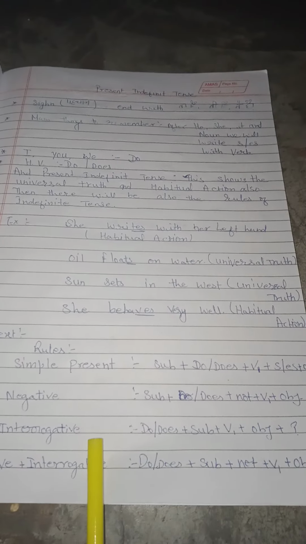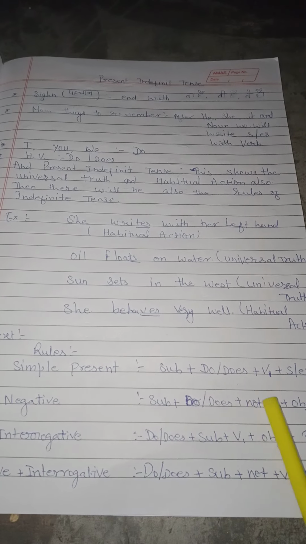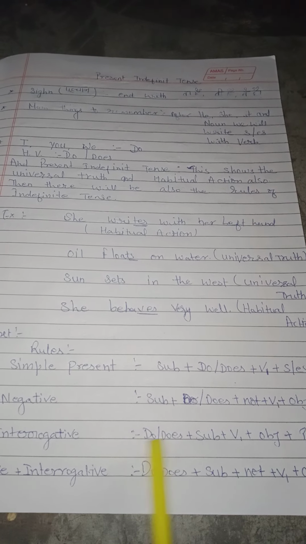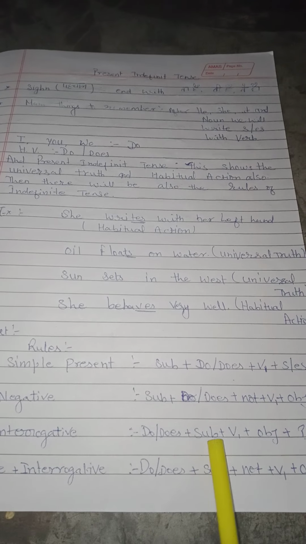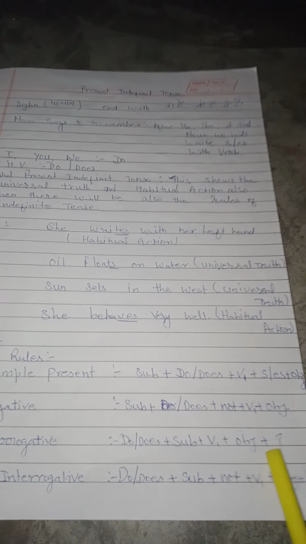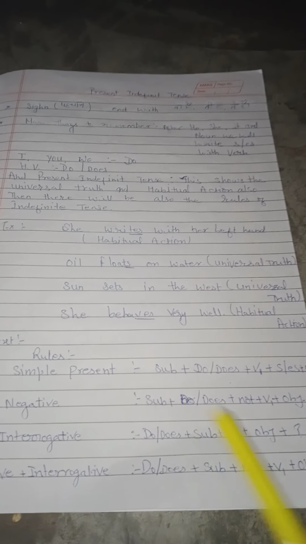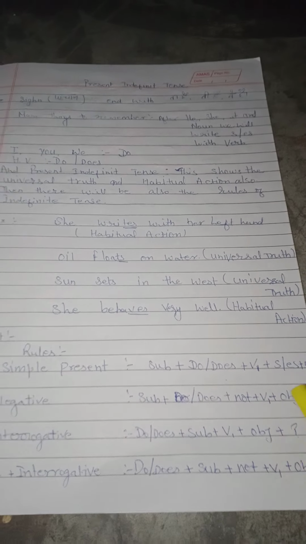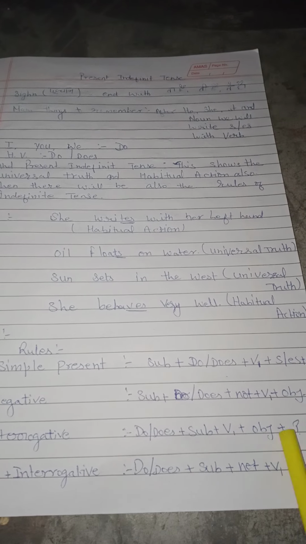In the interrogative sentence, I have to write the auxiliary verb do or does from the beginning. Do or does will be first, then the subject, verb first form, object, plus a question mark. The question mark is important in the interrogative sentence. If you see the question mark, that sentence is interrogative. This is a sign also.